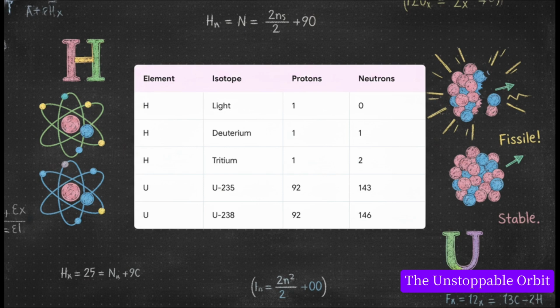Chemically, all just hydrogen, but then go all the way to the heavy end with uranium. Uranium-235 has 92 protons and 143 neutrons. Uranium-238 has the same 92 protons but 146 neutrons. Those 3 tiny extra neutrons? That is literally the difference between an inert piece of metal and the highly fissile fuel that powers entire nuclear reactors.